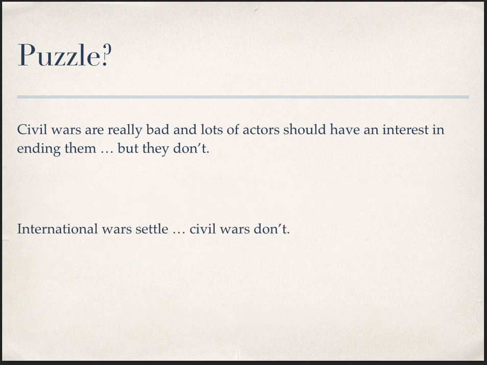Despite this, international wars settle without victory all the time, but civil wars don't. So what's the difference? What's the difference according to Walter?